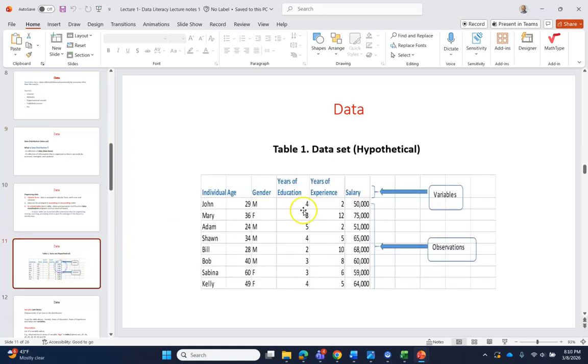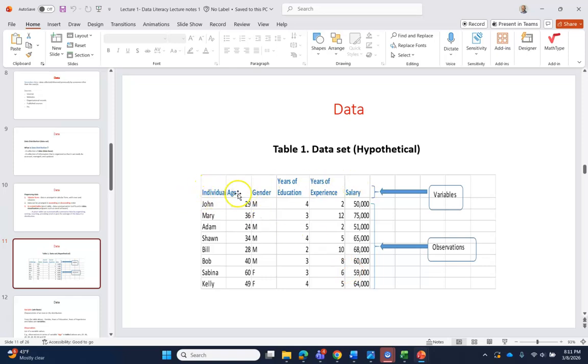Data distribution. So here we can see our data is organized according to age. And so that's our data distribution. Or this data is organized in terms of gender. So it is distributed according to gender. It is also distributed according to years of education. Our data is distributed according to the years of experience as well as salary.